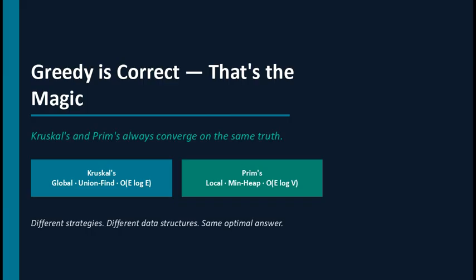This is not magic. It's mathematics, grounded in the cut property and cycle property of MSTs. If you walk away remembering one thing, let it be this. Sometimes the greedy choice really is the optimal choice.